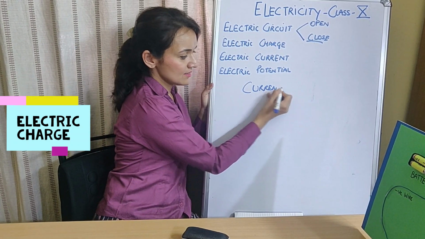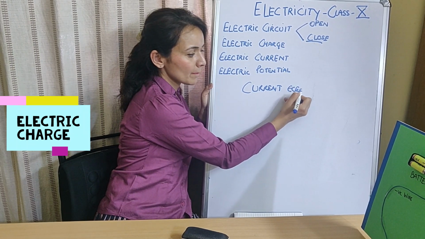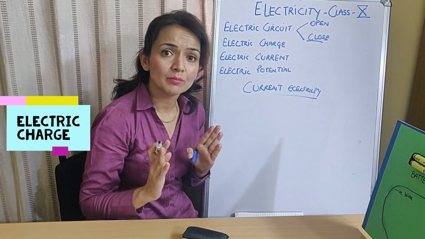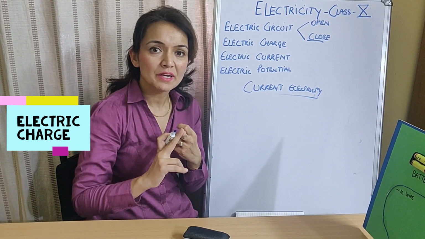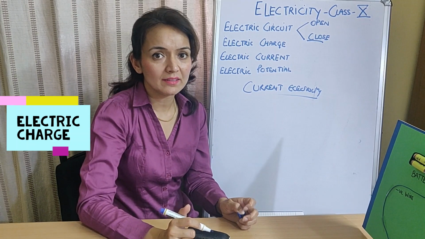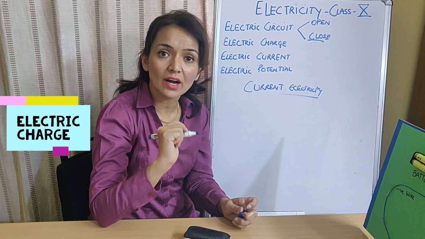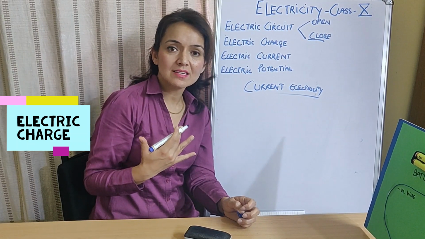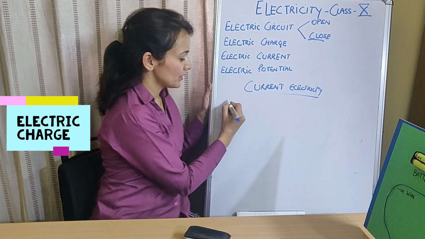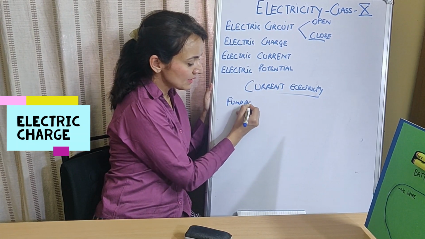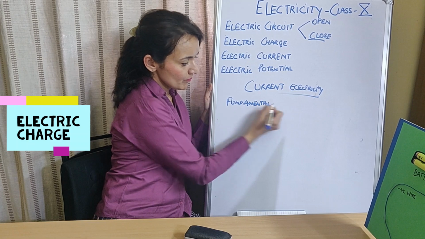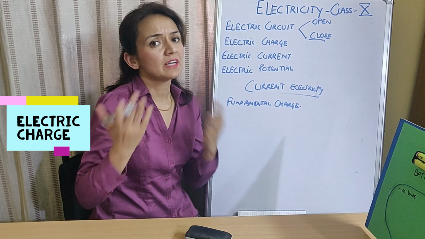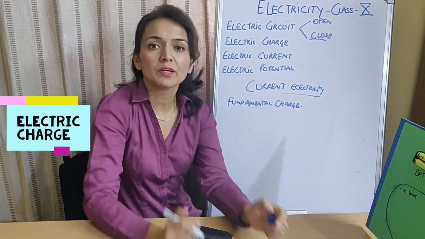What is current electricity? How is it produced? Every atom in this universe is made up of three fundamental particles and it has a fundamental charge. What is fundamental charge, you will say? Like fundamental mass, charge is also a fundamental property. Fundamental means independent. Irrespective of where you keep it, the charge will remain the same.